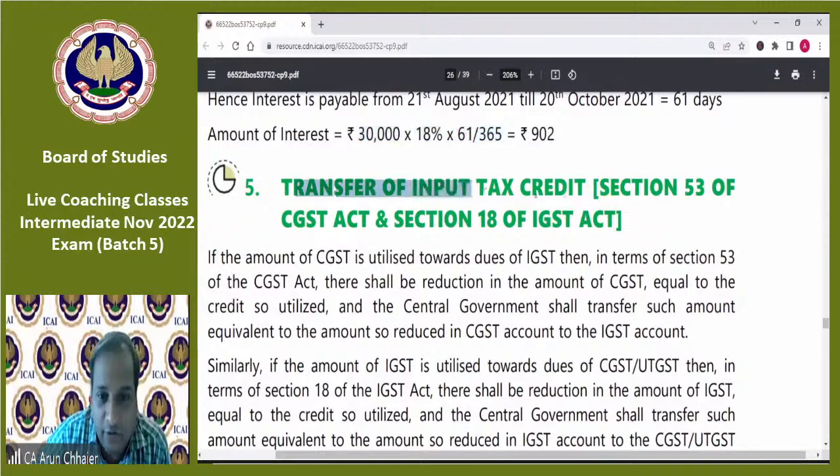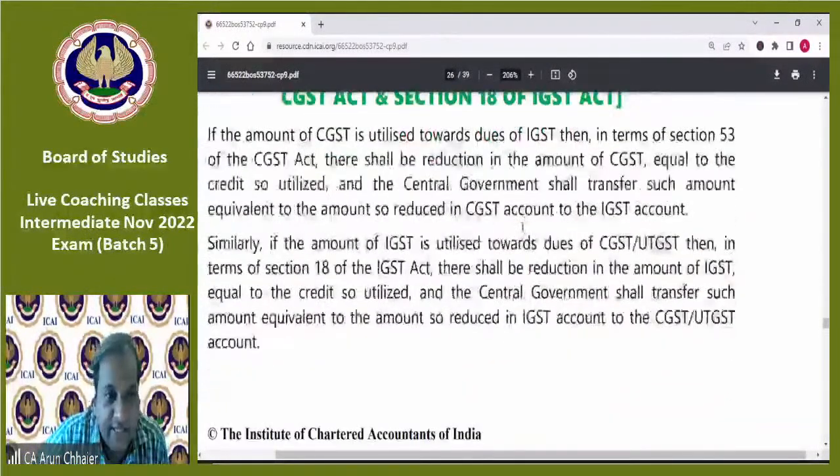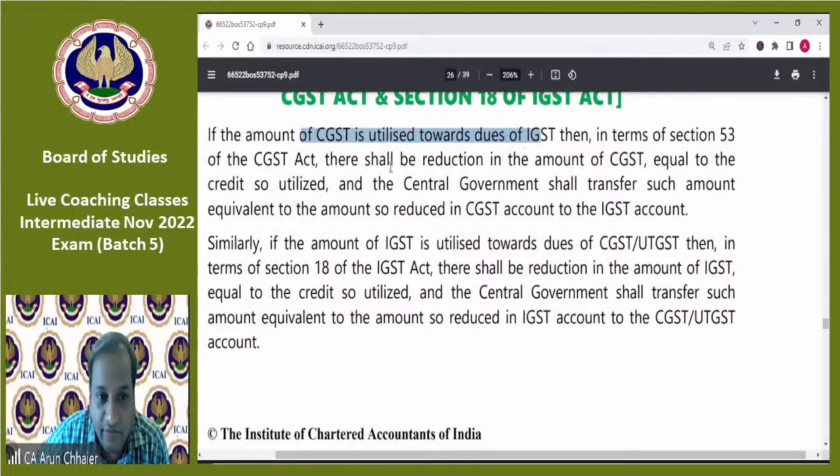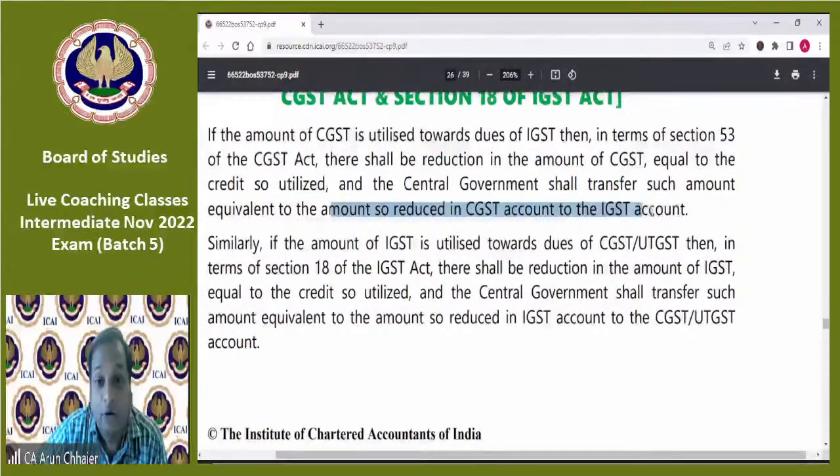Now, transfer of the input tax credit, section 53 and section 18. If the amount of the CGST is utilized toward the IGST, then in terms of section 53, there shall be a reduction in the amount of the CGST equal to the credit so utilized, and the central government shall transfer an amount equivalent to the amount so reduced in the CGST account to the IGST. So whatever we are utilizing the ITC toward the payment of the taxes, accordingly, the government will settle the account.